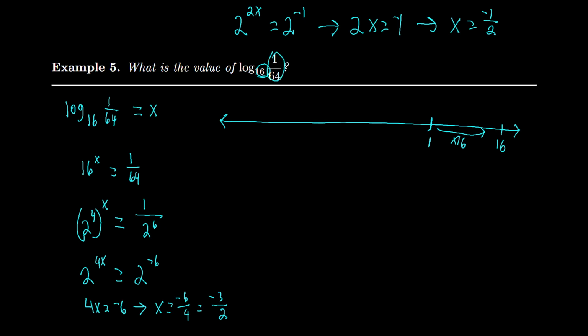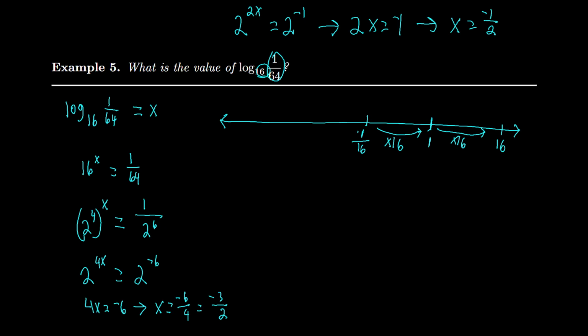Let's see, what number do I have to multiply by 16 to get 1? That should pretty clearly be 1 over 16. So this is just 1 over 16. Okay, positive 1 over 16. All of these numbers will always be positive forever.